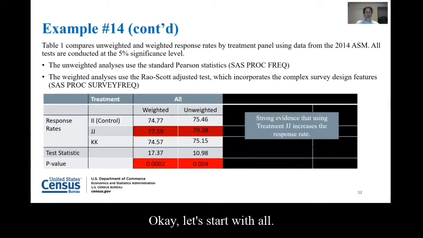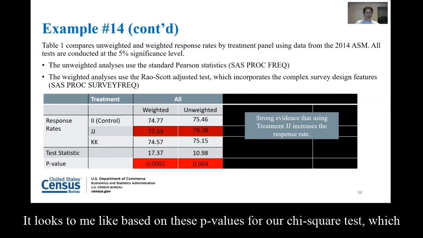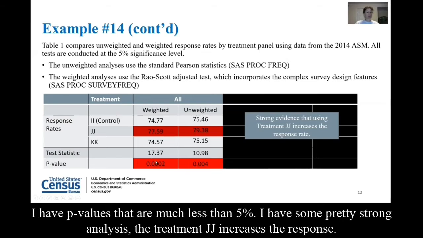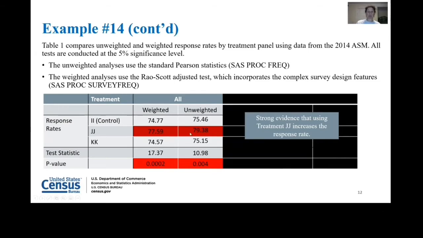Okay, let's start with all. Looks to me like, based on these p-values for our chi-square test, which tests to see if the treatment effect is independent of the response rate, for both the weighted and unweighted, I have p-values that are much less than 5%. I have some pretty strong analysis. The treatment JJ increases the response rate.